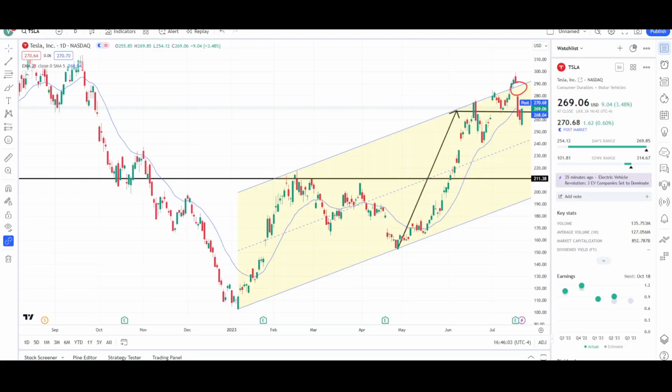What's up, traders? This is Vee Trades, and today I will be doing a technical analysis breakdown for Tesla with the ticker symbol TSLA. I will first go over what I see on the daily chart and finish the video off with the weekly chart.